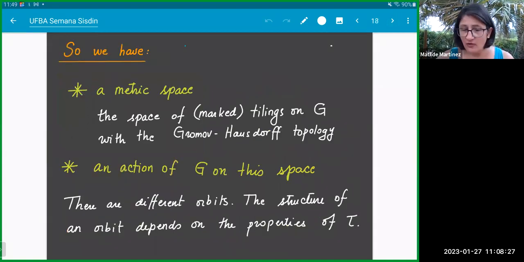So as a summary, so far we have a metric space, which is the space of tilings with a marked point on some Lie group G with the Gromov-Hausdorff topology. And we have an action of the Lie group G on this space. There are different orbits, and the structure of an orbit depends on the property of the tiling. For example, if the tiling is periodic, this is equivalent to its orbit being compact. And we can do this for any Lie group.